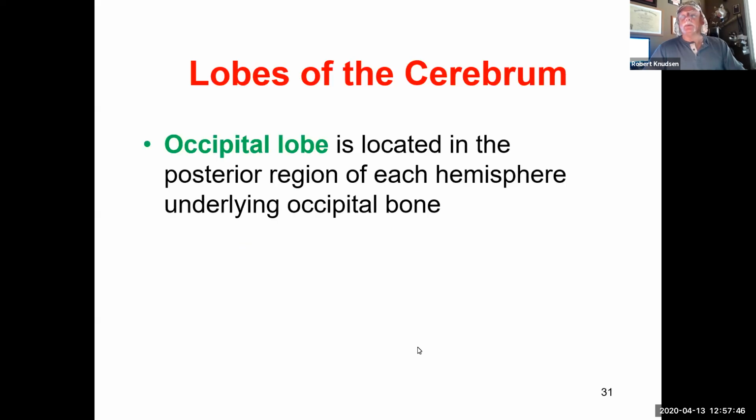Next one, occipital lobe, vision. Now it isn't just vision. You don't see with your lobe. What you do is you have receptors in your eye that are called photoreceptors. So when you have light, they're split. You have two types. You have rods and cones. Rods are for light, cones are for color. And that determines what you're looking at.